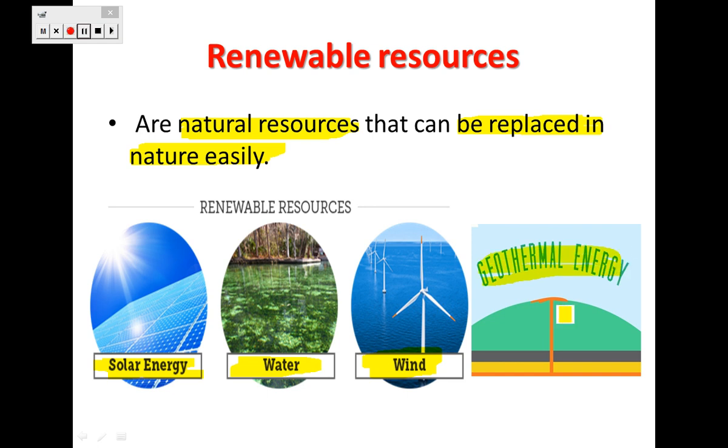What is geothermal energy? Earth's interior is very hot, and we can use the heat inside of the earth in order to generate electricity. So it is a resource, and of course it is a natural resource.